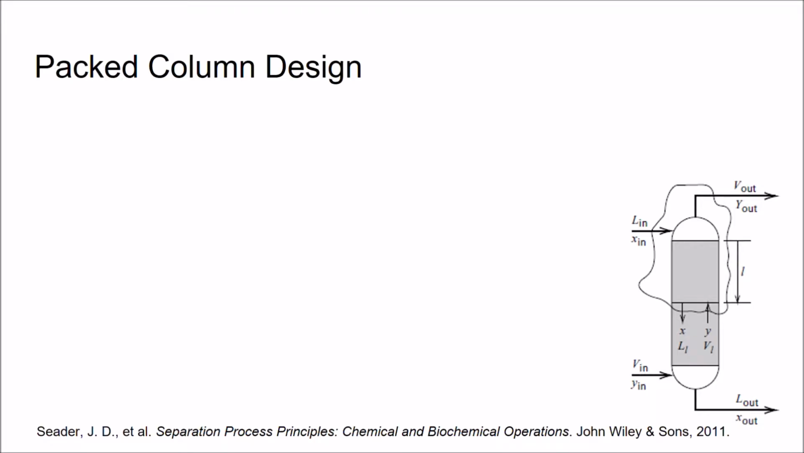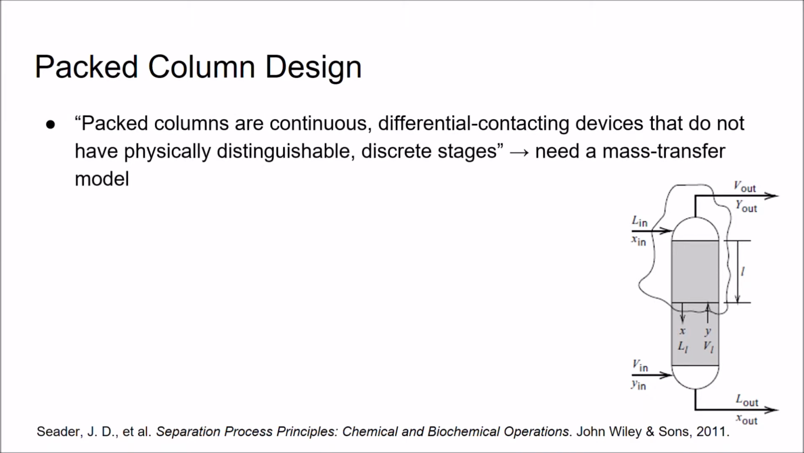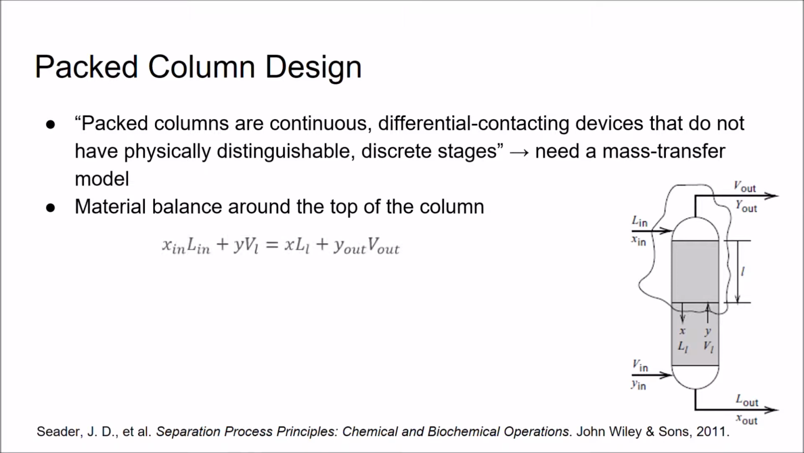Packed absorption columns do not have physically distinguishable stages, and therefore provide continuous contact between the liquid and vapor phases. Because there is not a set number of trays, mass transfer models, rather than equilibrium models, are used to describe absorption. The material balance around the top of the column is shown below.